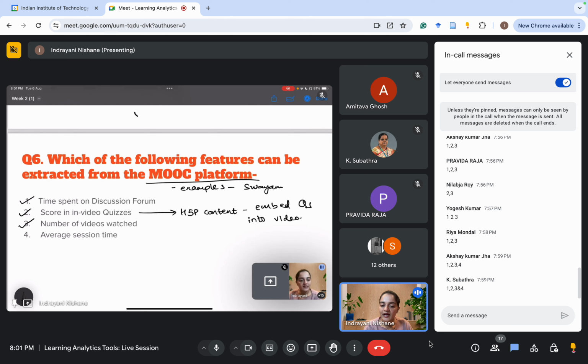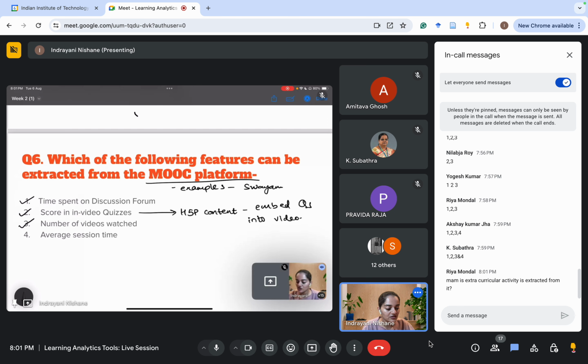And then the last is average session time. Every session's information is also getting captured. We have all the timestamps. Can we calculate the time spent by learners on each session? Yes, of course we can. And say a learner has some 20 sessions throughout the semester, then we can easily calculate the average time spent per session by every learner. So this feature is also possible.